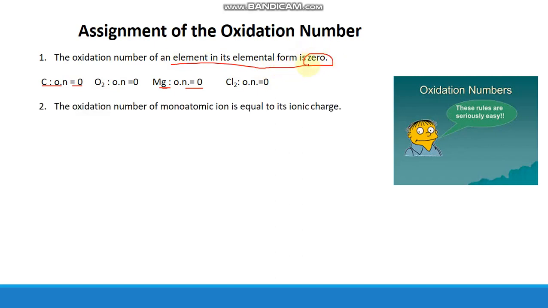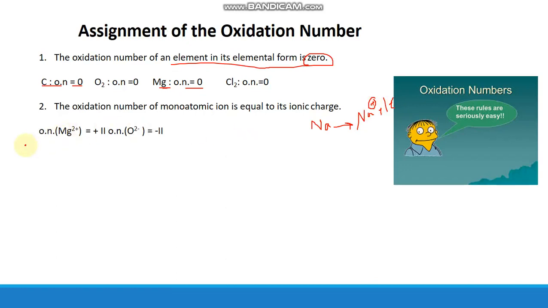Now the second rule. The second rule says the oxidation number of a monoatomic ion is equal to its ionic charge. Monoatomic ions are ions of one atom. For example, we have Na. As you know, when Na loses one electron, it becomes Na plus. This is the ionization equation. So it loses one electron to become Na plus, positive charge. So the ionic charge of this ion is 1 plus.